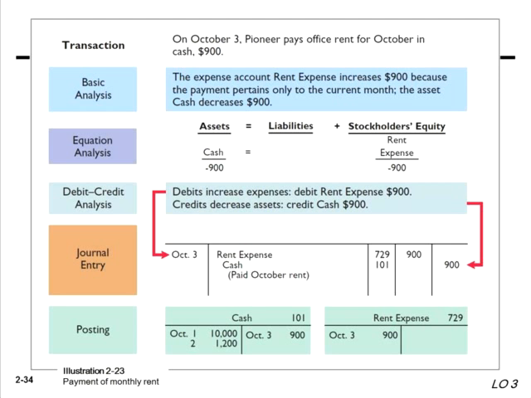We go to the T accounts and do the posting. So this time on October 3rd, we're posting a $900 credit to the cash account. And then we post a $900 debit to rent expense.